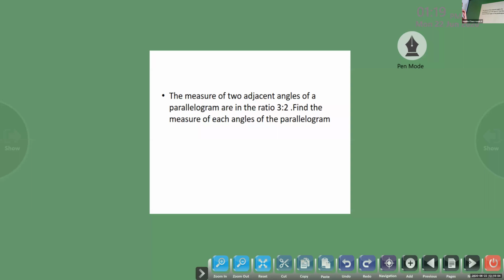Next, read the question. Steve, read the question. The measures of two adjacent angles of a parallelogram are in the ratio 3 is to 2. Find the measure of each angle of the parallelogram.